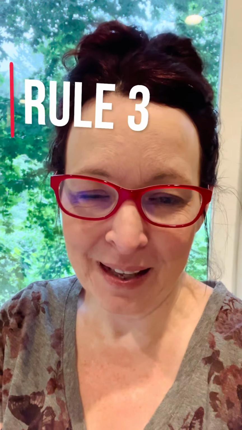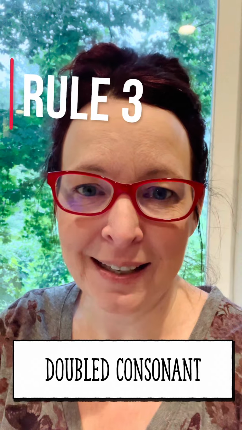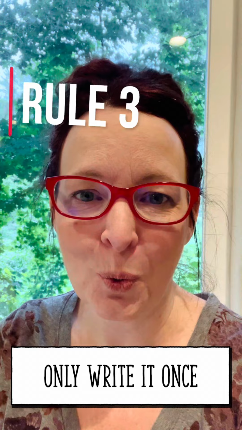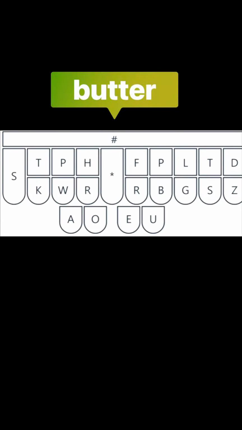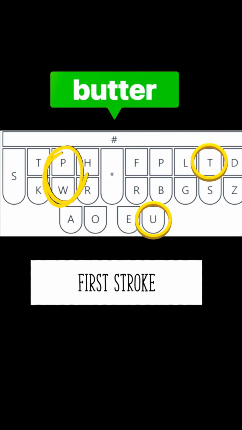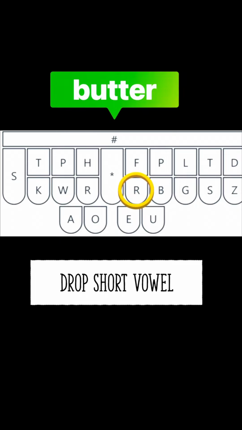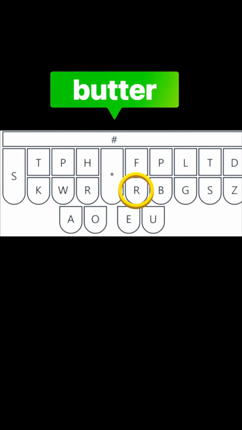Rule 3. If a word contains a doubled consonant, we only write that sound once. The word butter would be written B-U-T, and then we don't write the second T, and the second stroke with the "er" sound is just final R because we leave out the short vowel before a final side consonant.